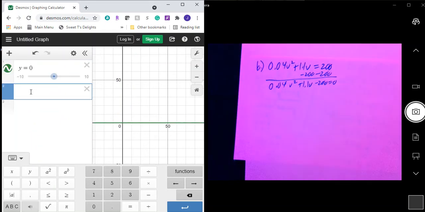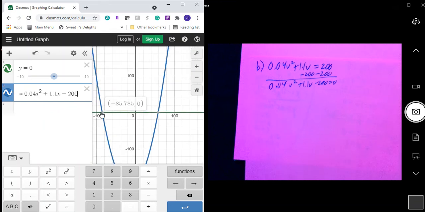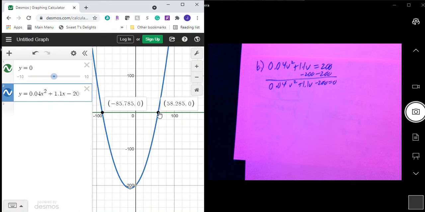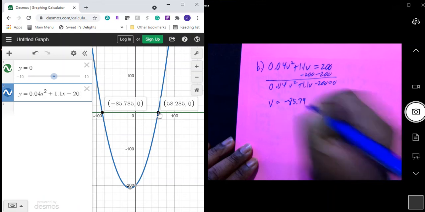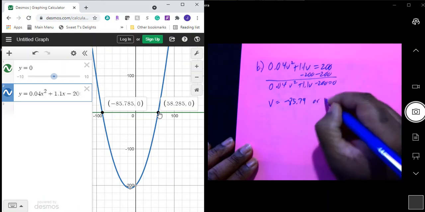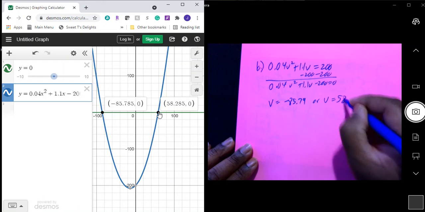Then the next one would be y is equal to 0.04 x to the second power plus 1.1 x and then minus 200. Okay, now we need to look at their intersection points. Let me scroll back here. Now the intersection points here are, I'm going to write them down. It's where v is equal to negative 85.79, rounded to two decimal places, or v is equal to 58.29.